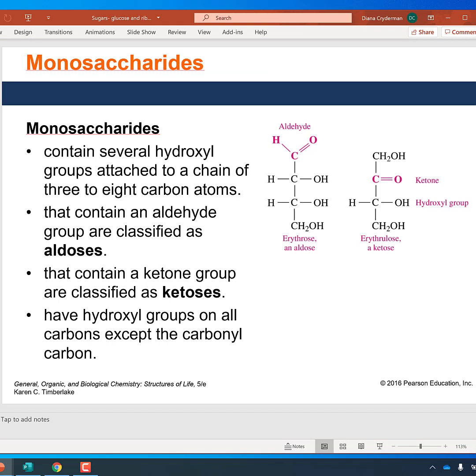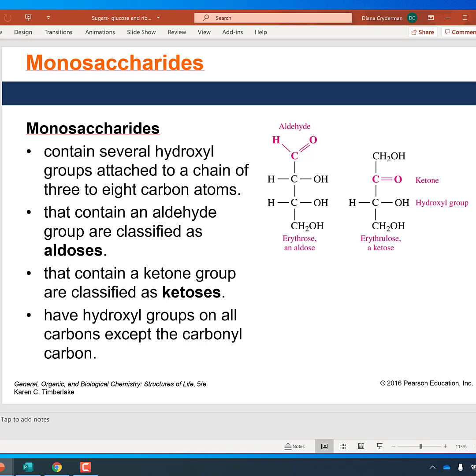And so monosaccharides can come in a variety of forms. They contain several hydroxyl, or what we like to call alcohol, groups attached to a carbon chain. That carbon chain can be anywhere from 3 to even as many as 8 carbon atoms long. And typically there will be an aldehyde or a ketone in that chain somewhere. If there is an aldehyde, we will call this thing an aldose. If there's a ketone, we will call it a ketose.